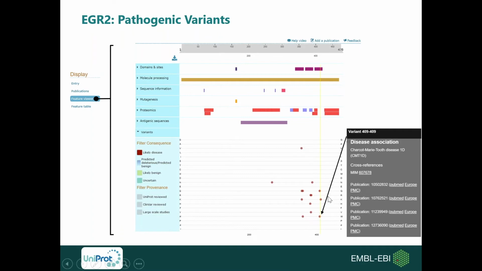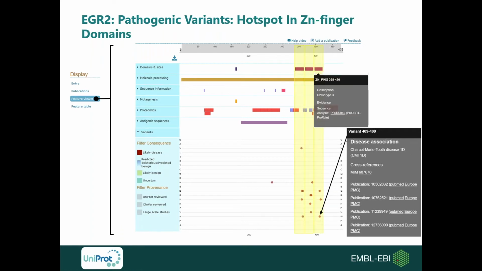By clicking on a variant, a box will show further information such as the position of the variant, disease association, and the publications with the PubMed identifier. Further, it will highlight in yellow a possible overlap with other features of the protein. By clicking on the features above, you will find all the variants that are lying within this feature sequence highlighted in yellow and highlight a potential hotspot of pathogenic variants, like here, a hotspot of pathogenic variants lying in the zinc finger domains of the EGR2 protein.